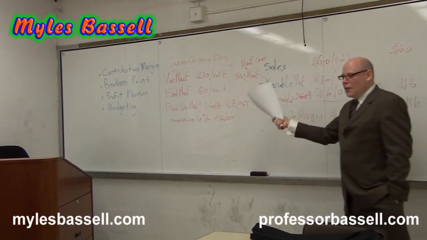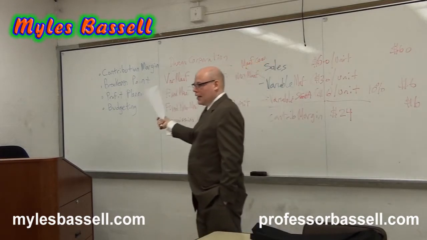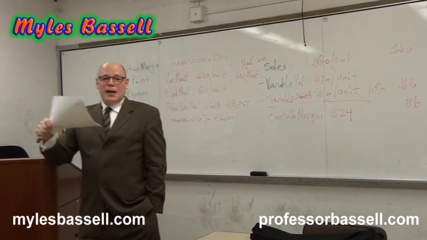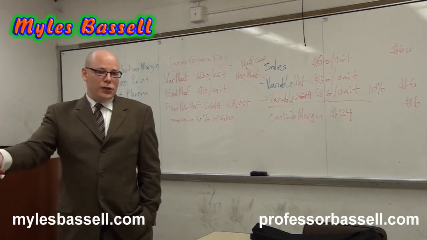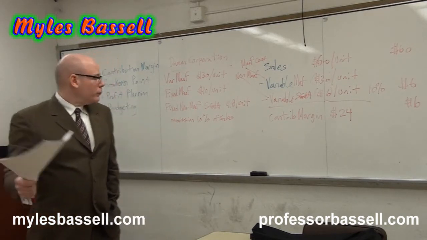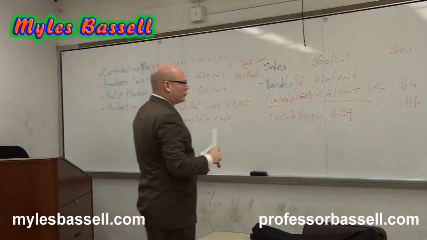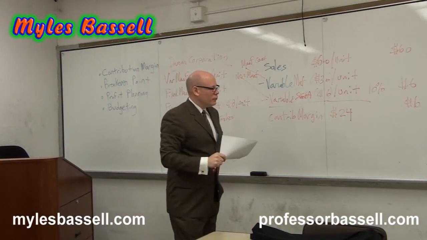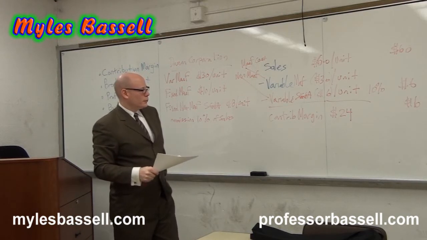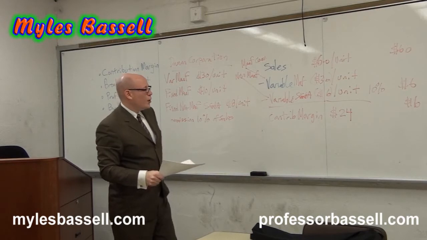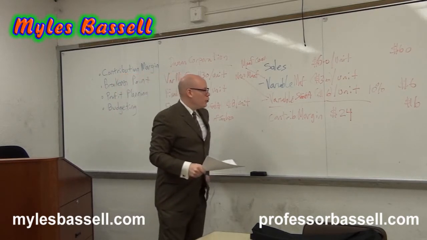Once we go above that, our fixed costs might increase because we might have to pay more property tax, we might have to pay more insurance. But we have to make some assumptions. So here the contribution margin is $24.